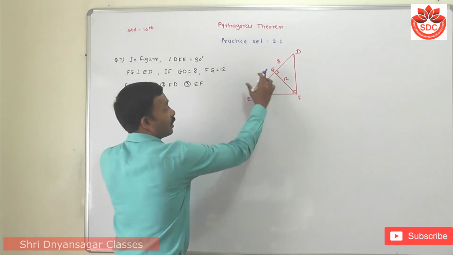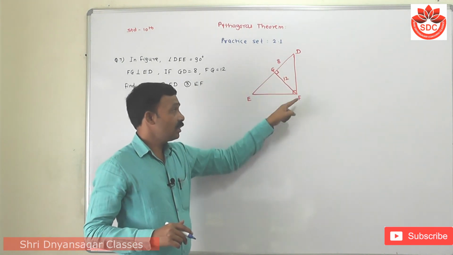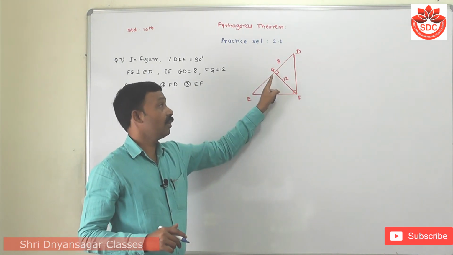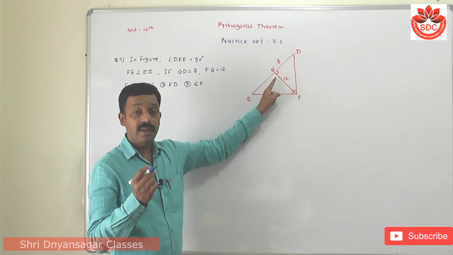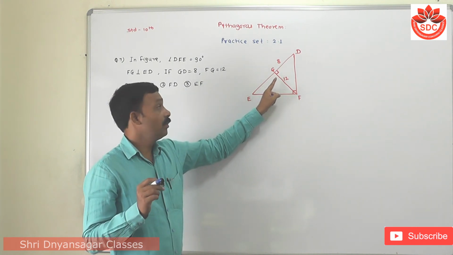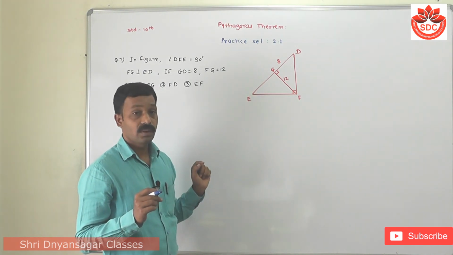First look here, EG. Students, for finding EG, this is a right angle triangle, with a perpendicular drawn on its hypotenuse, so we use the geometric mean theorem.